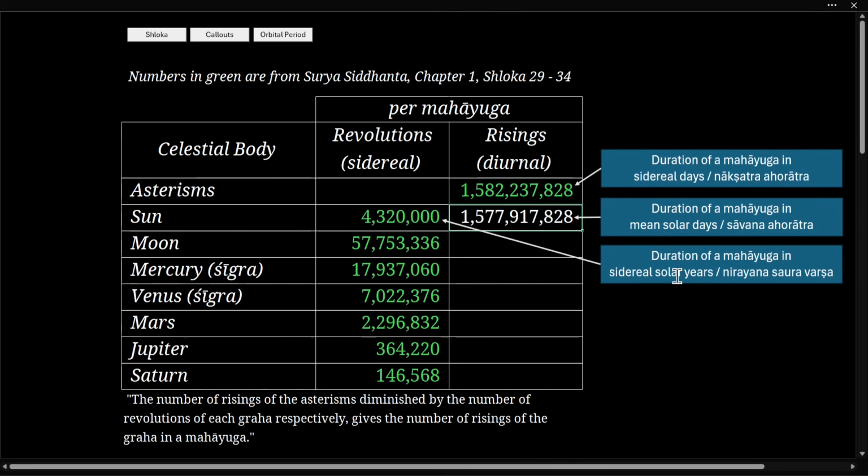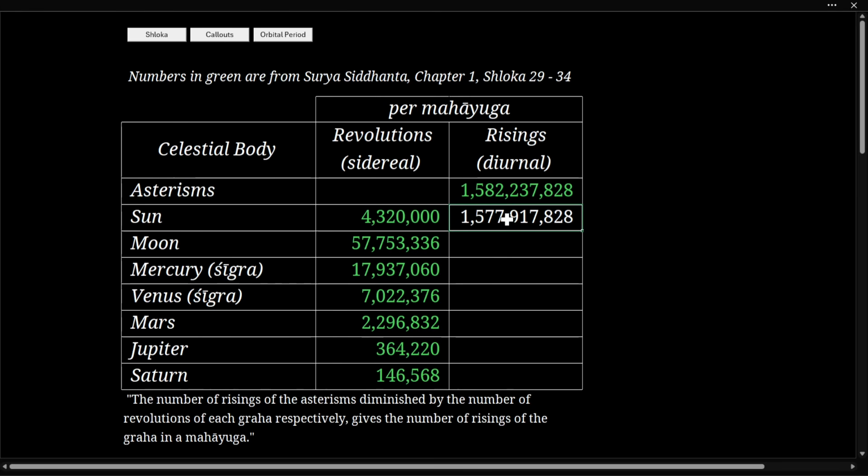Now I'm saying this is a sidereal solar year, the same number, Chatvari, Trini, Dve, 4,320,000. But for the time being, let's park that aside and say this is solar years. So all these are durations of a mahayuga. But what's important for us is this, which we calculated just now. And why is it important?